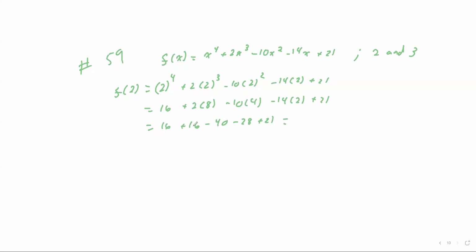All right, so 16 plus 16, 32. 32 minus 40 is -8. -8 minus 28 is -36. -36 plus 21 would be -15.